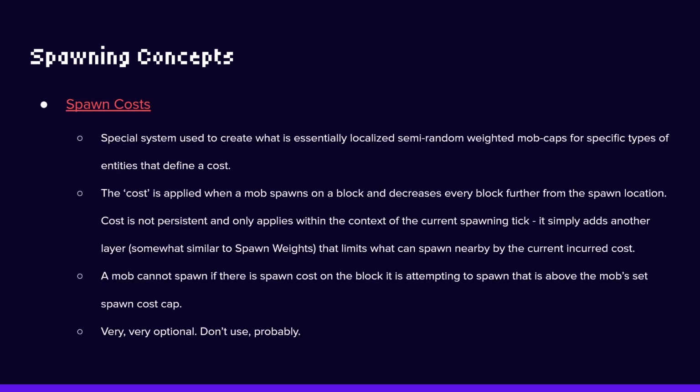And then lastly, spawn costs. I'm not going to say all the things that I wrote there because frankly, they're not very useful. The only time they're used is in the Nether, in warped forests and soul sand valleys, or the soul wastes. That's it. They do weird stuff with spawn distances and rarities. Don't need them. Very optional. Don't use them.